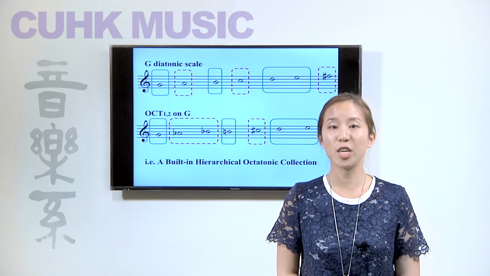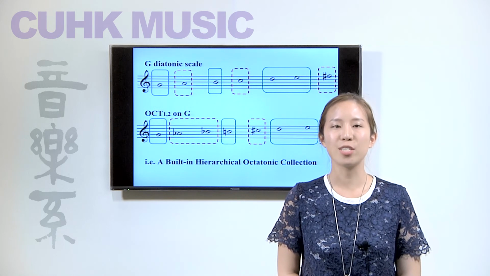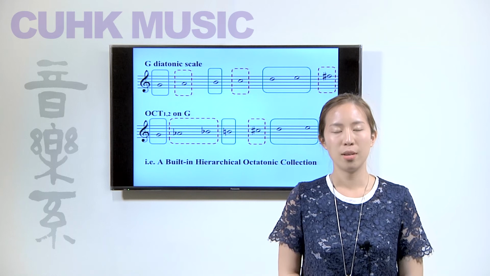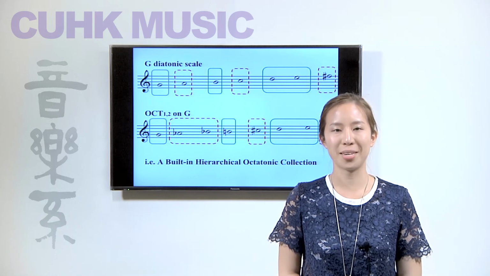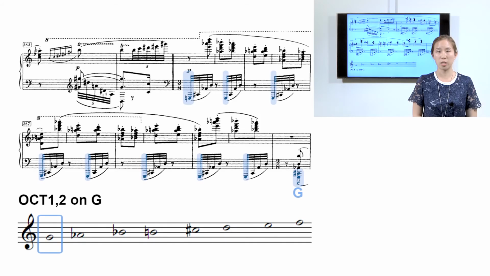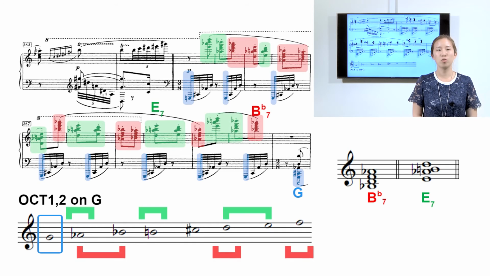Scriabin's special spelling of the octatonic collection sheds light on the pitch organization in the ending measures of his Sonata No. 6. The pitch center G of the octatonic scale assumes special importance in the bass. 2 of the 4 dominant 7th chords embedded in the octatonic scale are featured in the upper register. Since they adhere to the spellings specified above, the E dominant 7th chord is spelt in a highly unconventional fashion.